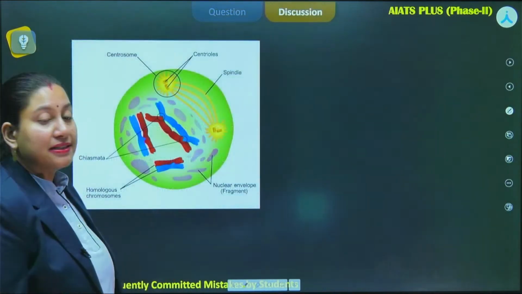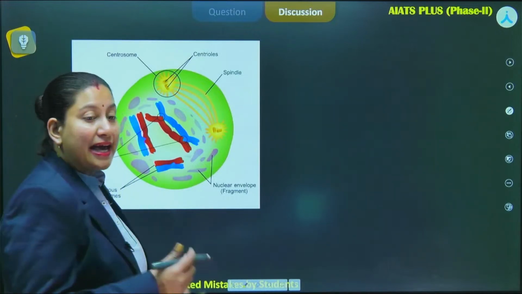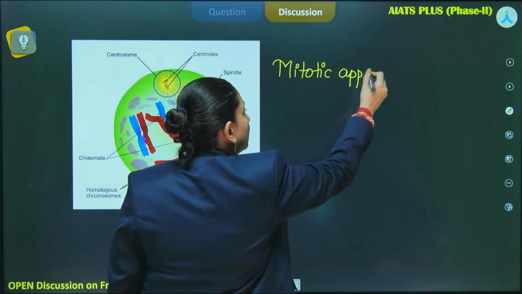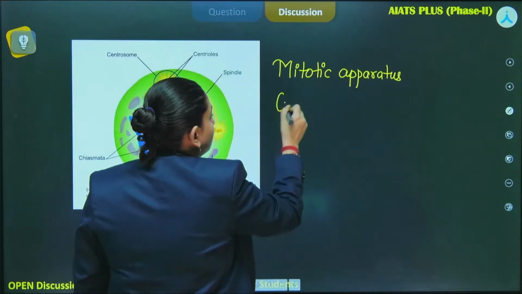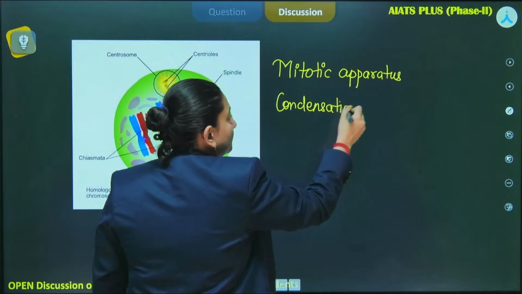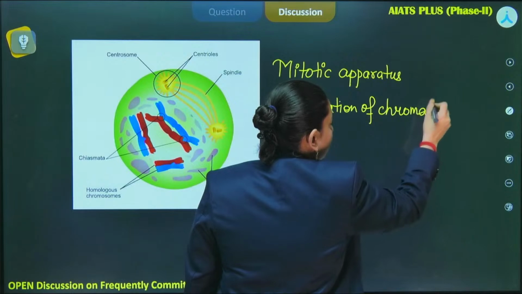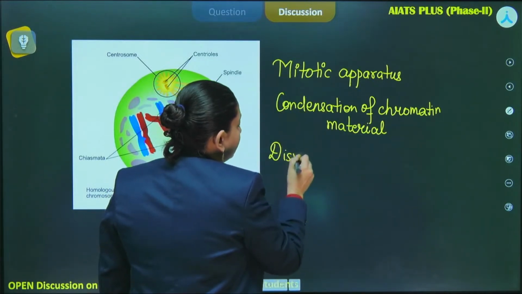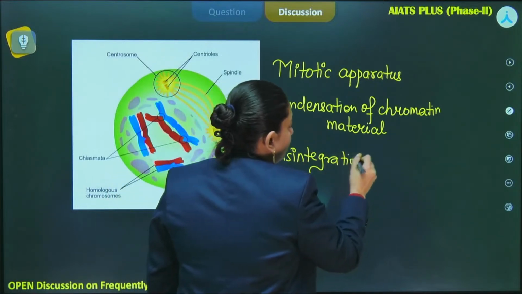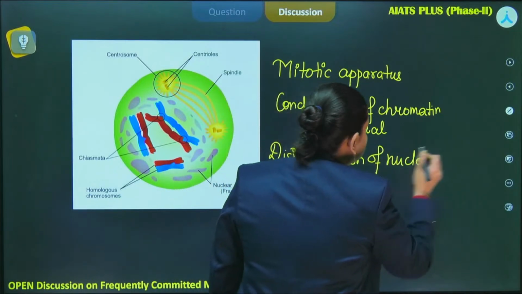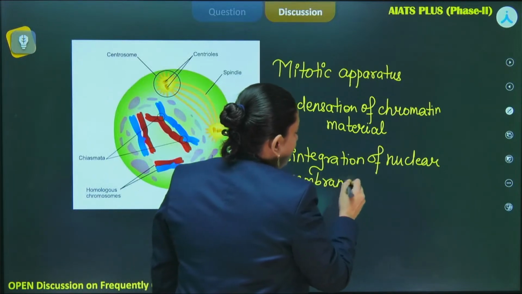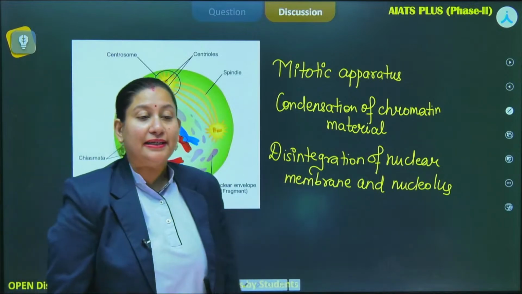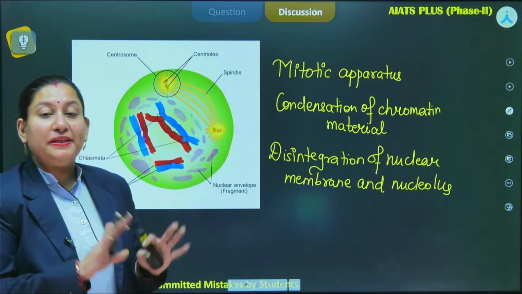So if we talk about the characteristic events of prophase, right, then the characteristic events over here are the formation of the mitotic apparatus, right? Then condensation of chromatin material, and another key event is going to be disintegration of the nuclear membrane and nucleolus as well. And because this membrane is disintegrating, that is the reason why the endomembrane system also disassembles here. So that disappears in this very phase, right?